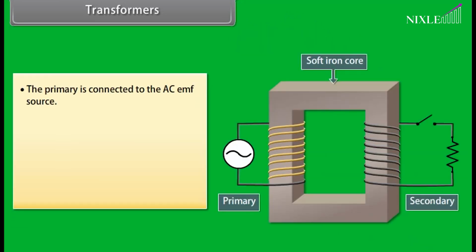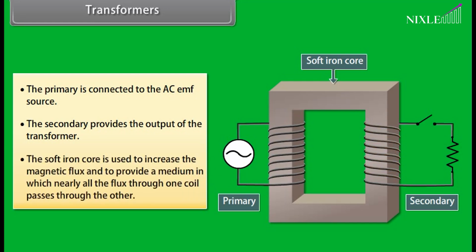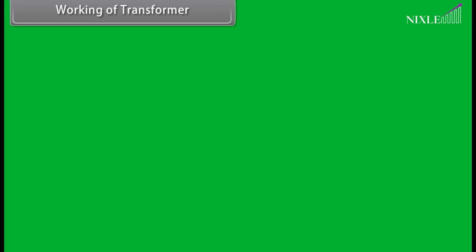The primary is connected to the AC EMF source. The secondary provides the output of the transformer. The soft iron core is used to increase the magnetic flux and to provide a medium in which nearly all the flux through one coil passes through the other. Working of transformer.